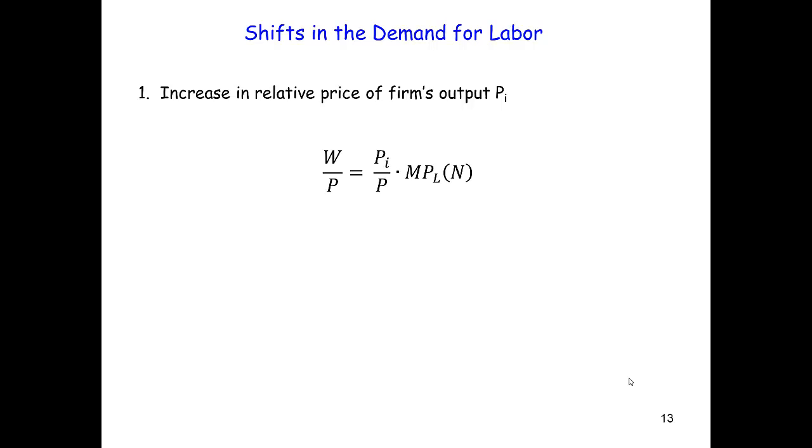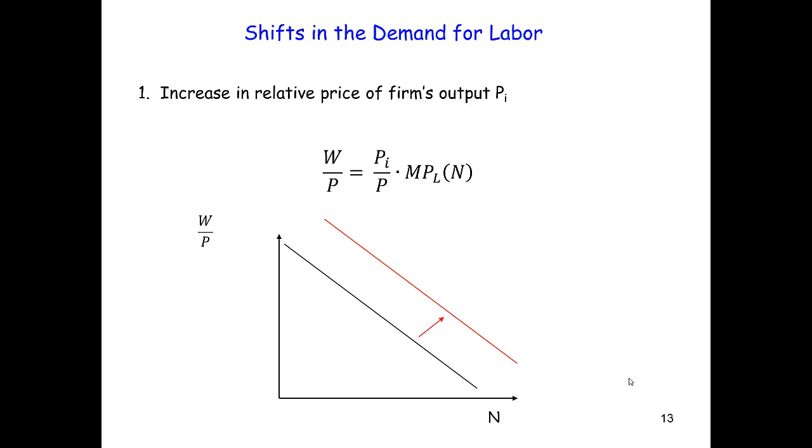So now we can talk about shifts in the demand for labor. One possible thing that shifts the demand is an increase in the relative price of the firm's output, P sub I. Let's take our equation again. We can see from there that if P sub I goes up, that just shifts everything on the right-hand side up. So if we look at our graph, that's going to shift the graph up.